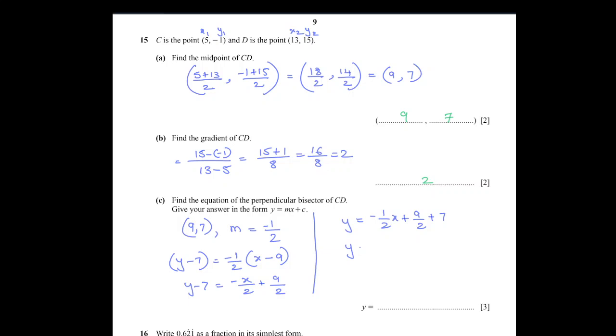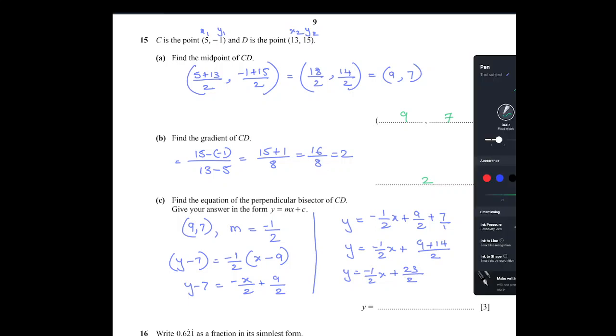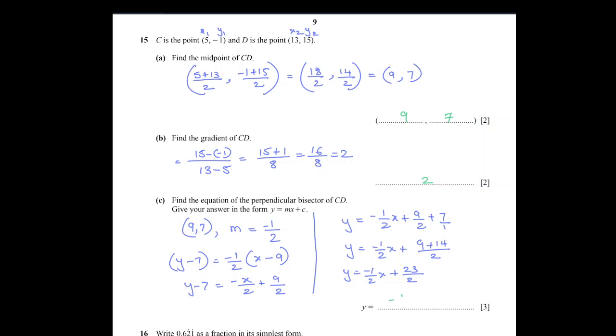Simplify this. y is equal to minus 1 by 2 x. Because the denominator is 1 for the 7, the LCM will be 2 here. 9 will be as it is, but 7 will be multiplied by 2, that is 14. So y will be equal to minus 1 by 2 x plus 9 plus 14, that is 23 by 2. This is the answer: minus 1 by 2 x plus 23 by 2. Question number 15 is done.